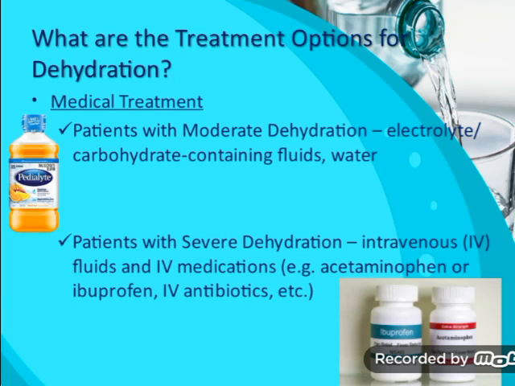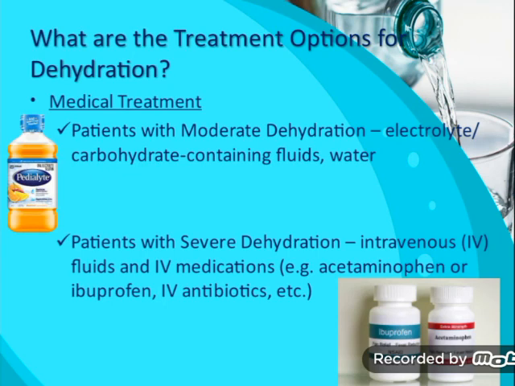Intravenous or IV fluids and IV medication, including some that contain electrolytes or medications that help normalize electrolyte levels, are often used. Other IV medications may need to be used to treat underlying causes of dehydration. For example, IV antibiotics for dehydration caused by infection.